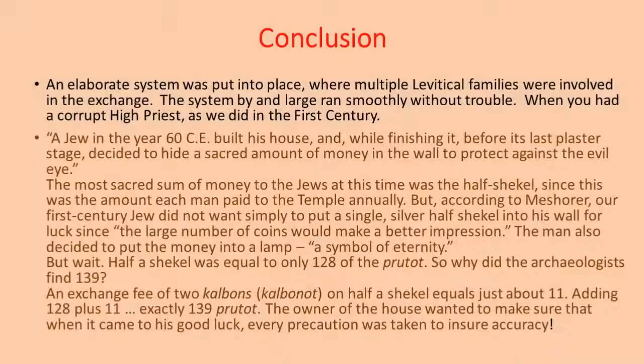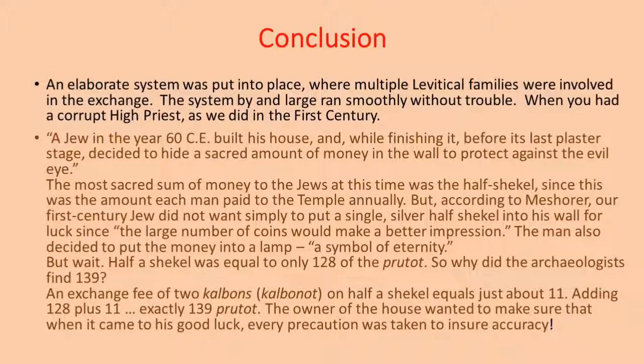I'm going to turn my back to the camera, because I can't read it from that screen. So an elaborate system was put into place, you can see here, but this was an archaeological find. A Jew in 60 CE built his house, and while finishing it, before its last plaster stage, decided to hide a sacred amount of money in the wall to protect against the evil eye. The most sacred sum of money to the Jews at the time was the half shekel, since this was the amount each man paid to the temple annually. But according to the Mishnah, our first century Jews did not want to simply put a single silver half shekel in the wall for luck, since the large number of coins would make a better impression.